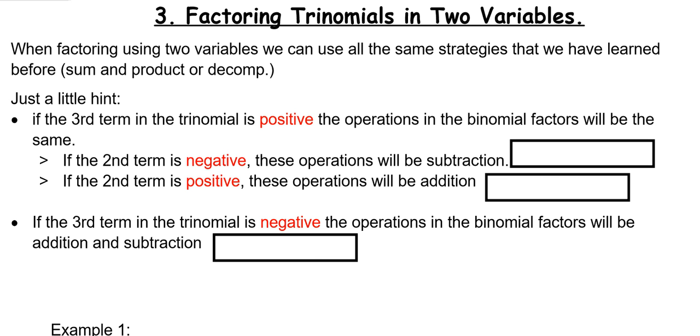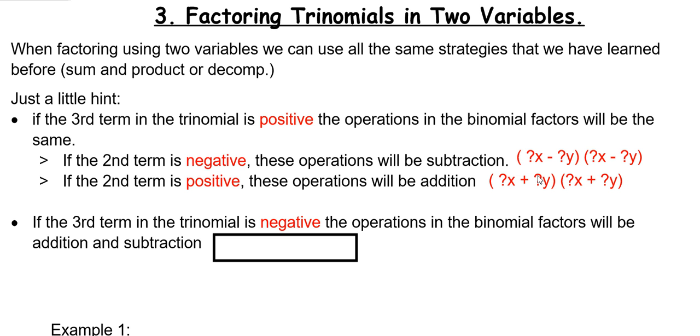So a little hint for you, I recommend starring this, highlighting it, whatever you need to do so that you don't forget this. If the third term in the trinomial is positive, the operations in both the binomial factors will be the same. That means that if your second term is negative, both your binomial factors are going to have a negative sign in the center of them. So something x minus something y times something x minus something y. If the second term is positive, these operations will be addition, meaning I will have something x plus something y times something x plus something y.